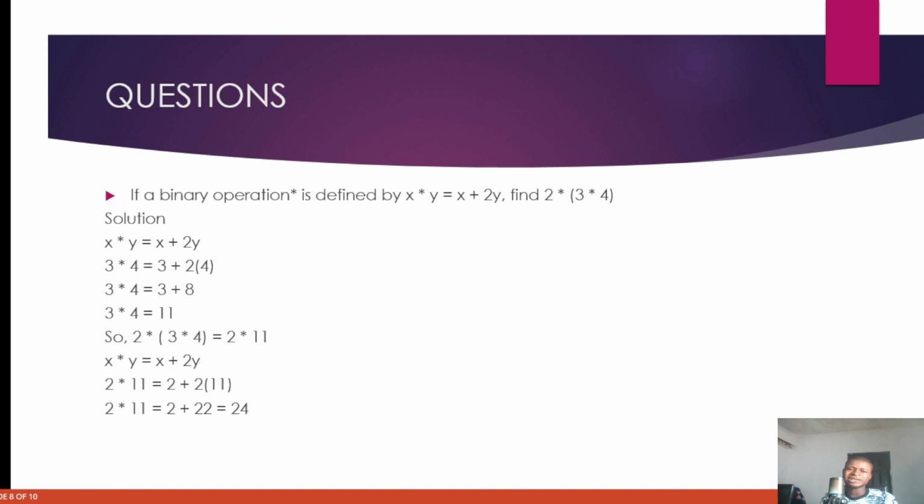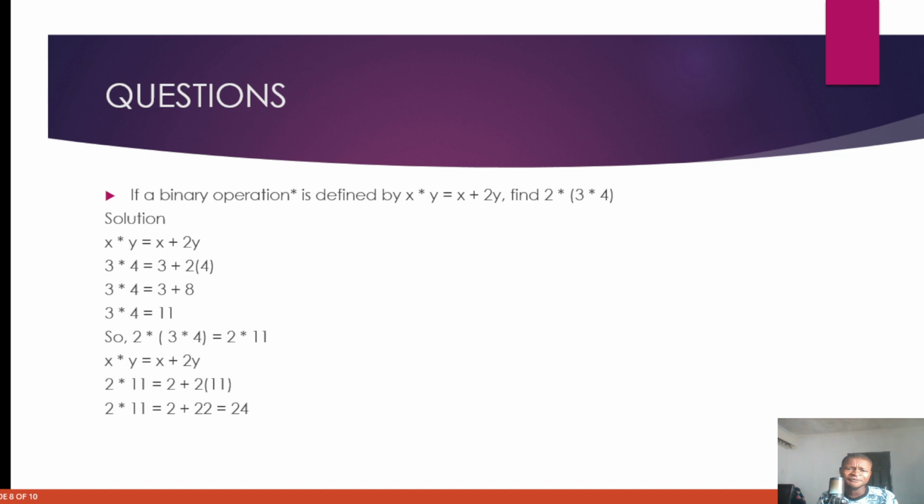So which means that 3 star 4 is inside the bracket. Here we are going to deal with the one inside the bracket first and get the value before we associate it with the other one outside, which means that we are going to have 2 star the answer that we get inside the bracket. So we deal with the one inside the bracket first. That's why you see us writing 3 star 4 here.